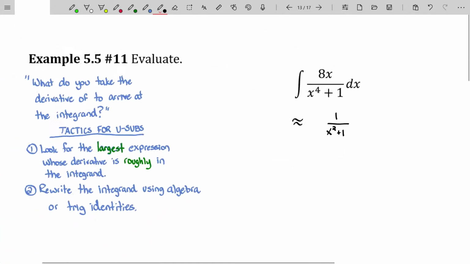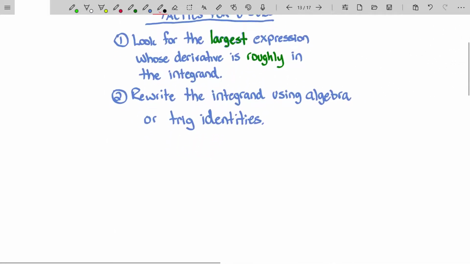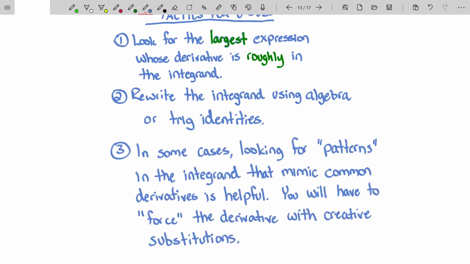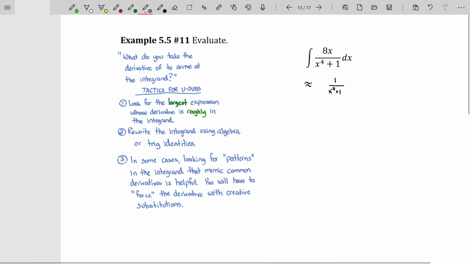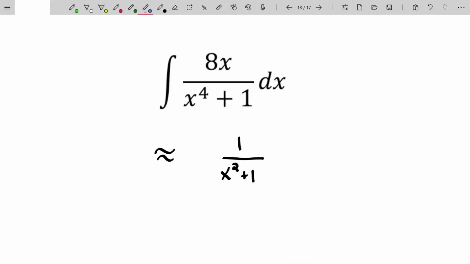And so this is another tactic that I'm going to mention in here, that you often do look for patterns that mimic derivatives. So as I've written here, in some cases, looking for patterns in the integrand that mimic common derivatives is helpful. You'll have to force the derivative with creative substitutions at times. And in this case, even though that 8x is in the numerator, the pattern that I'm looking at looks like a 1 over x squared plus 1. So I'd really love it to be that.